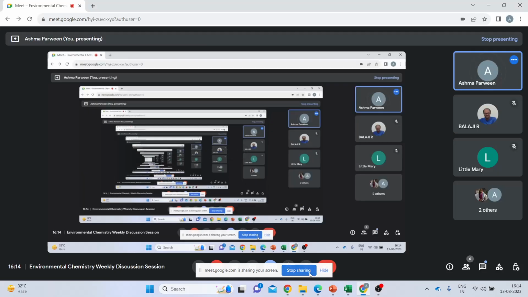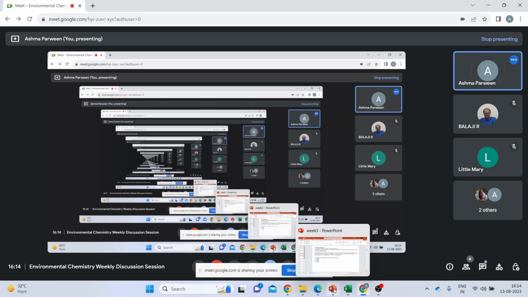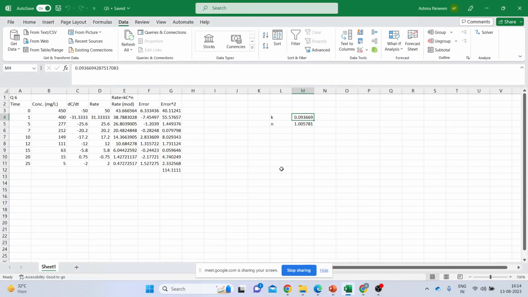So we have to find out the fractional order. We don't have to solve for k. We got the order as near to 1.006. The nearest integer will be 1. So let's see.